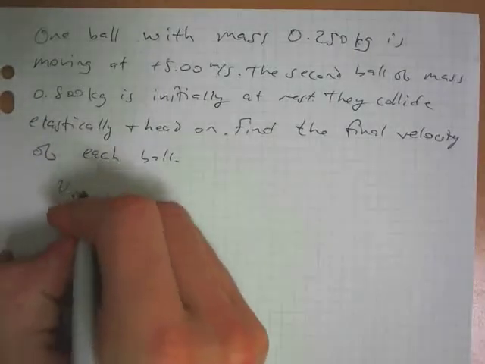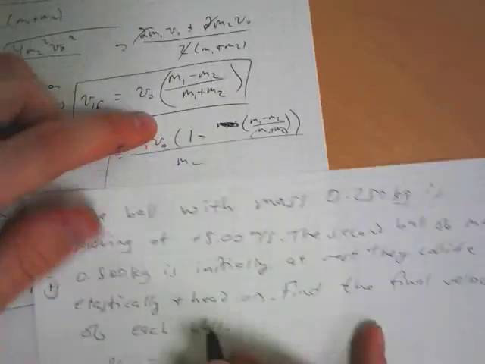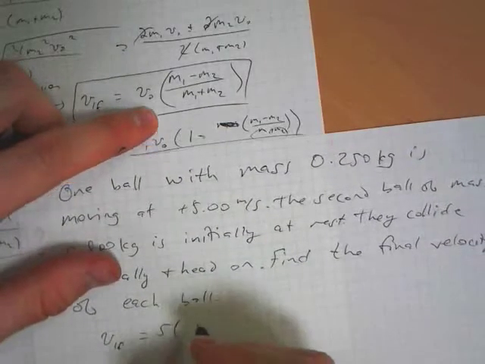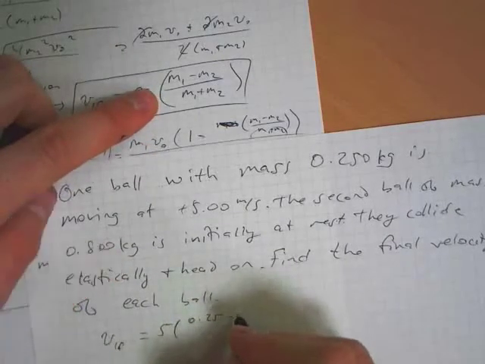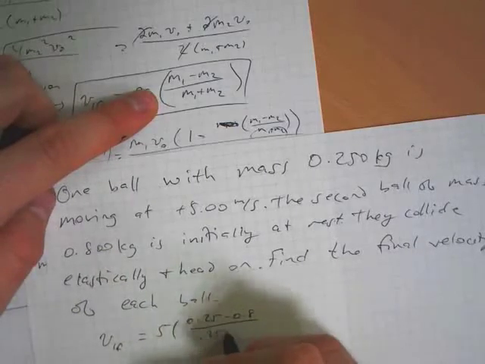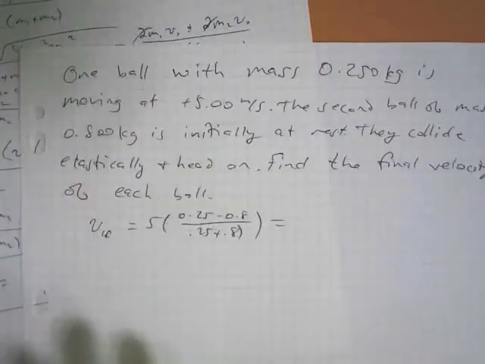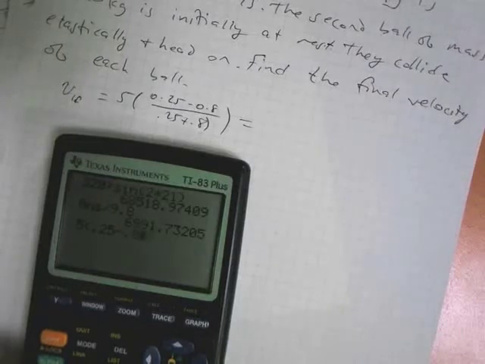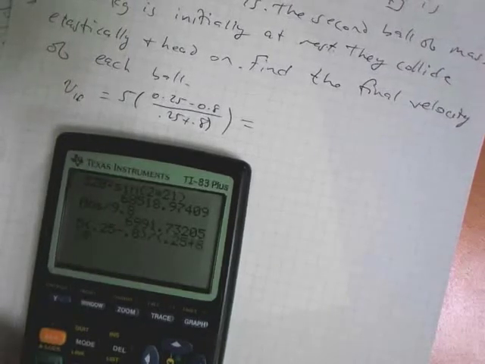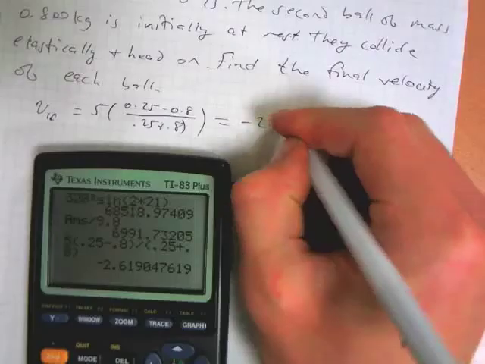V1 final, the ball that's initially moving, is V naught, which is 5, times M1 0.25 minus M2 0.8 over M1 plus M2. So we can punch that in. Take 5 times 0.25 minus 0.8 over 0.25 plus 0.8, and get minus 2.619 meters per second.